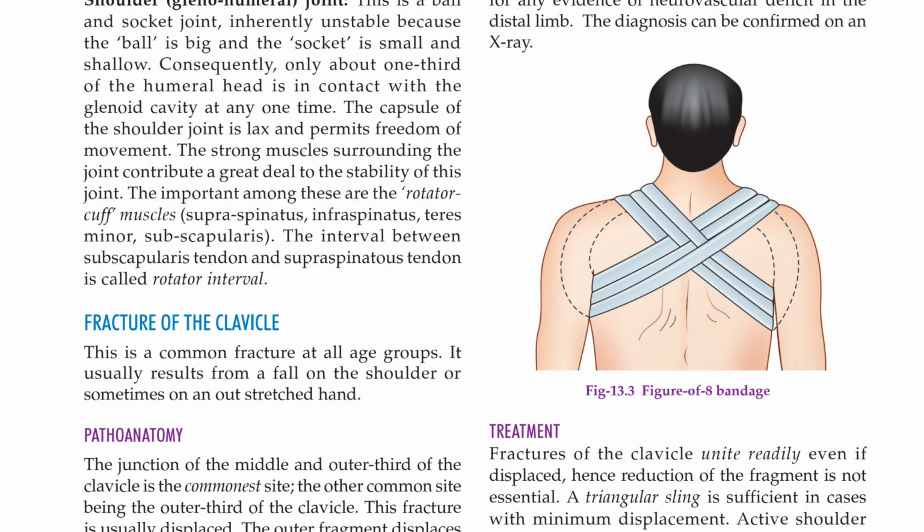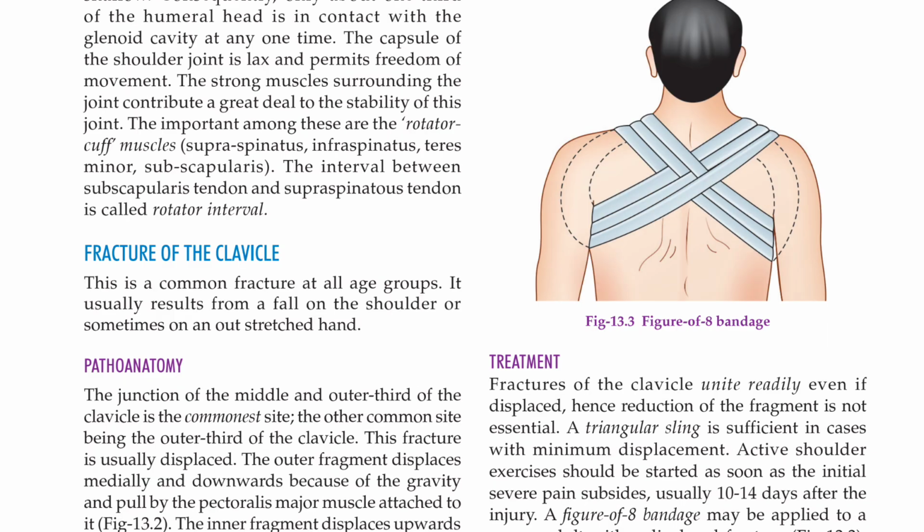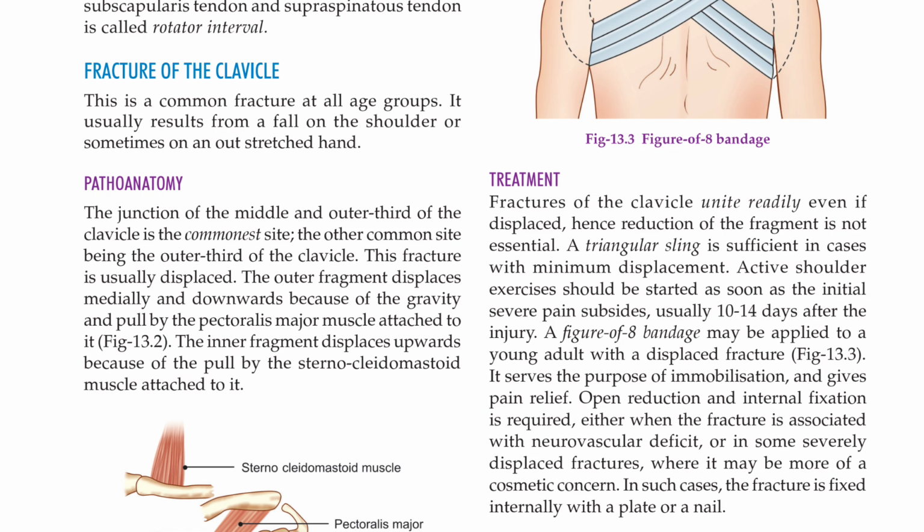Now let's begin with the fractures. Fracture of the clavicle. This is a common fracture at all age groups. It usually results from a fall on the shoulder, or sometimes on an outstretched hand. So what is the pathoanatomy here?